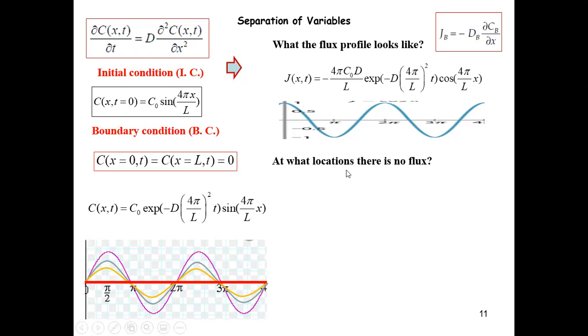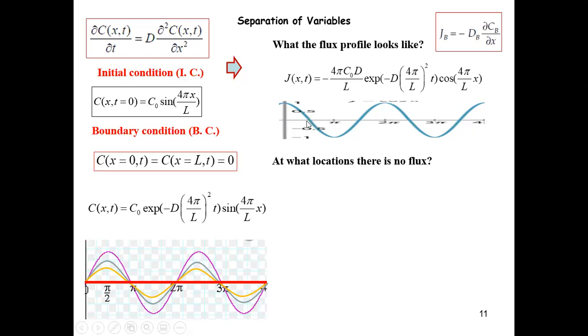At what locations is there no flux? Where the function crosses the x-axis. Exactly. When the function goes to 0, you have no flux, like this point, and this point, and this point. Now if I ask you to identify the corresponding values for the concentration at these associated points, what do you find?